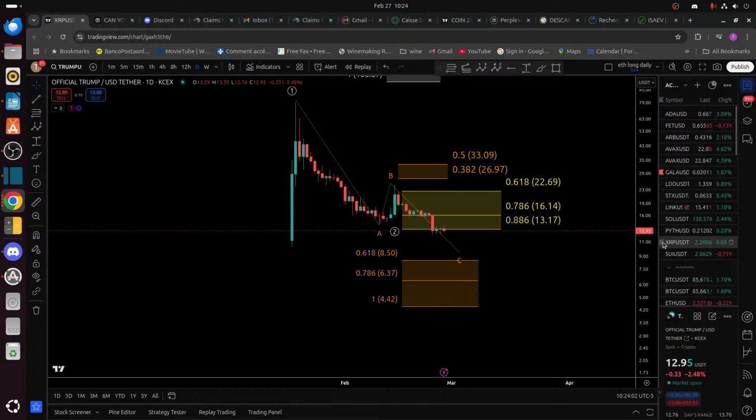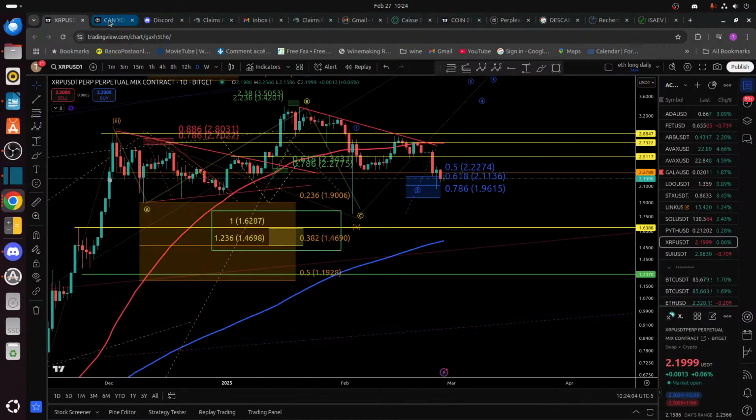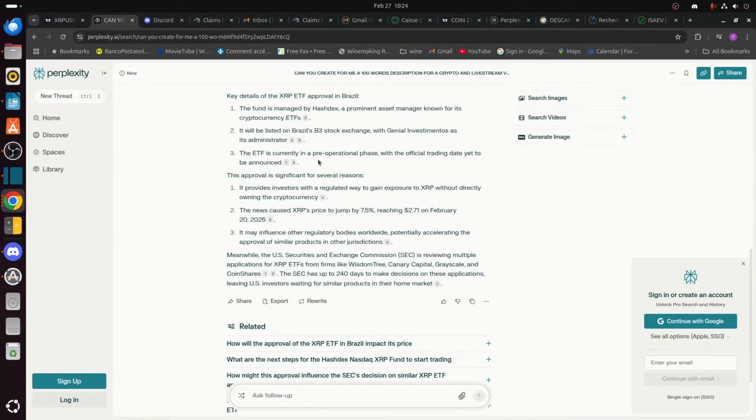Now, XRP, I want to talk about XRP. I found something. I like to use Perplexity, by the way. So, I saw something. And, okay, so there is a fund managed by Hashdex that looks like it's about to be approved, and it will be listed on the Brazil B3 stock exchange with Genial Investimentos as its administrator.